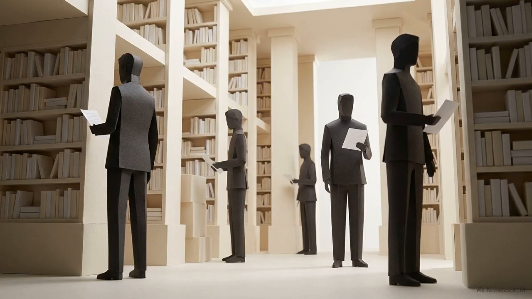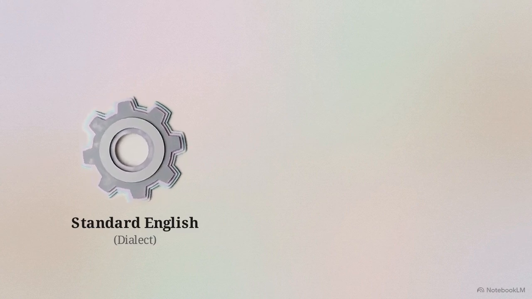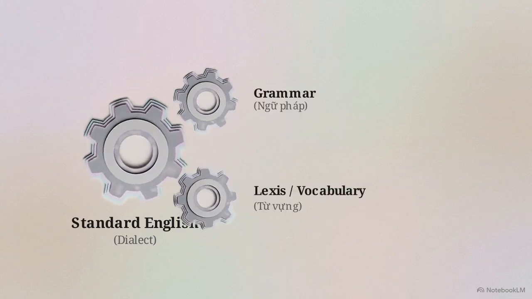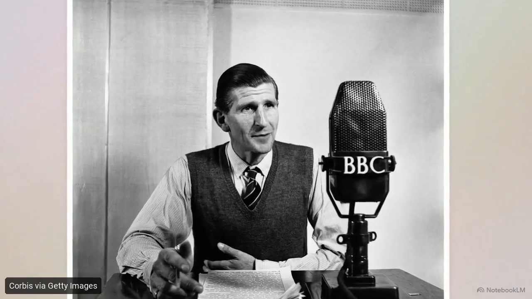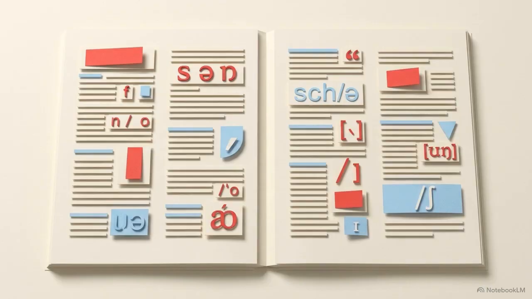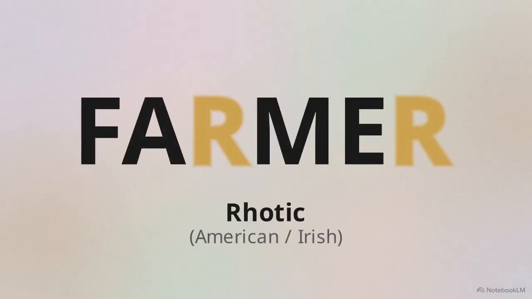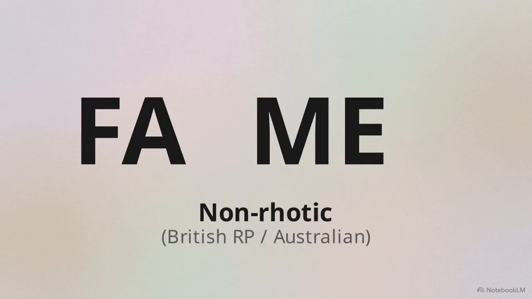It is strictly an abstract, codified sociolinguistic construct maintained by institutions, publishers, and the elite. Crucially, Standard English is a dialect, a set of rules for grammar and vocabulary. It is not an accent. It can be spoken perfectly with a Scottish, American, or Australian accent, despite the historical gatekeeping of codified broadcasting norms. Even the major national standards disagree on basic pronunciation. The division between rhotic and non-rhotic accents proves that a single global standard pronunciation is a myth.